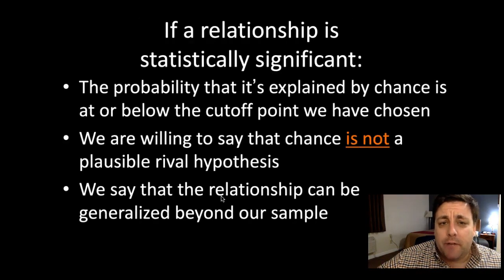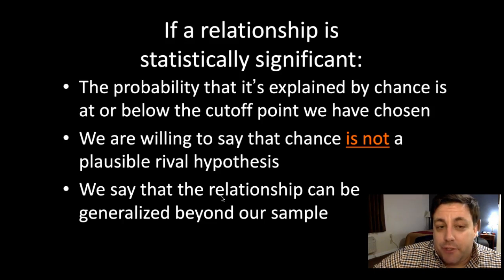So a bit of a recap here. If a relationship is statistically significant, what that means is that the p-value is less than 0.05. That corresponds to an alpha level that we set before we started doing all these statistics, which is that arbitrary criterion, that arbitrary statement, that we're willing to tolerate a certain level of chance in our results.